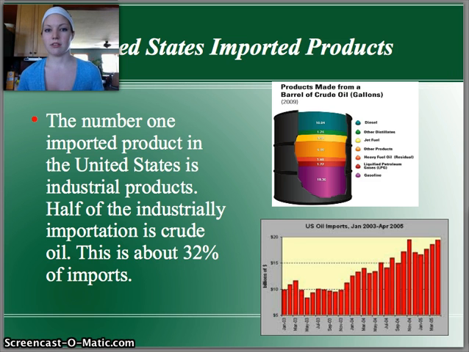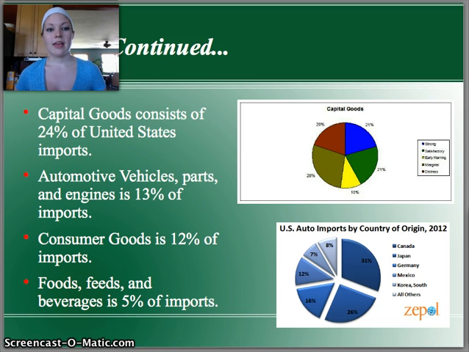And it just kind of gives you an idea of how much we have increased our imports in the United States. And then the next most imported product in the United States is capital goods, which has 24% of imports. And then it's automotive vehicles, parts, and engines, which is 13% of imports. And then consumer goods, which is 12%. And finally, foods, feeds, and beverages, which is 5% of imports.